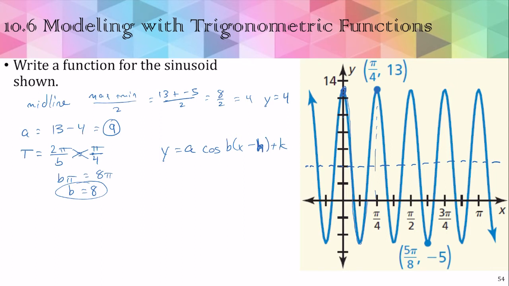Okay, that's our whole function from a couple lessons back. Fill in the A, the B. There was no h, we're not shifted sideways, so h is 0. And then the k is our midline. So we usually write it as 9 cosine of (8x) plus 4. Put parentheses around the 8x.